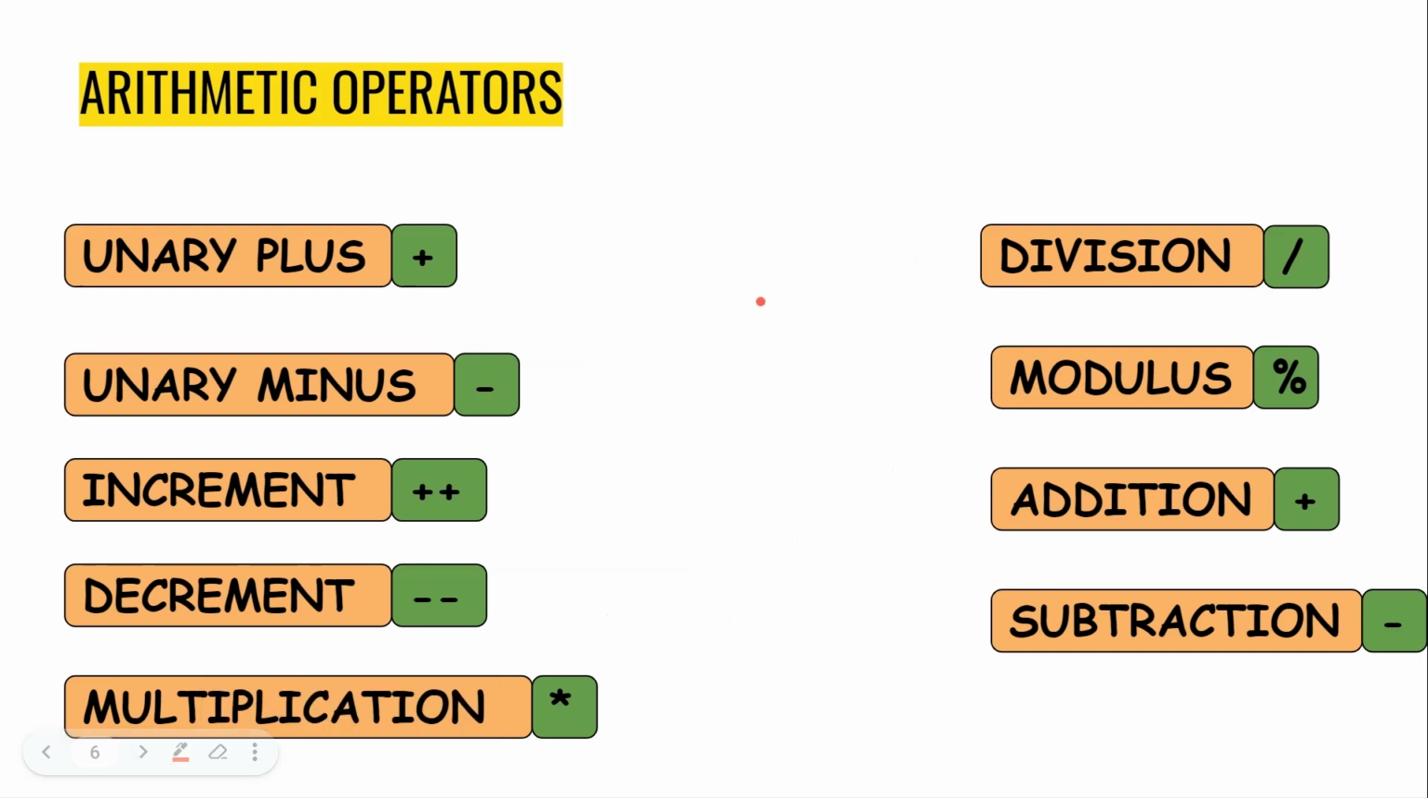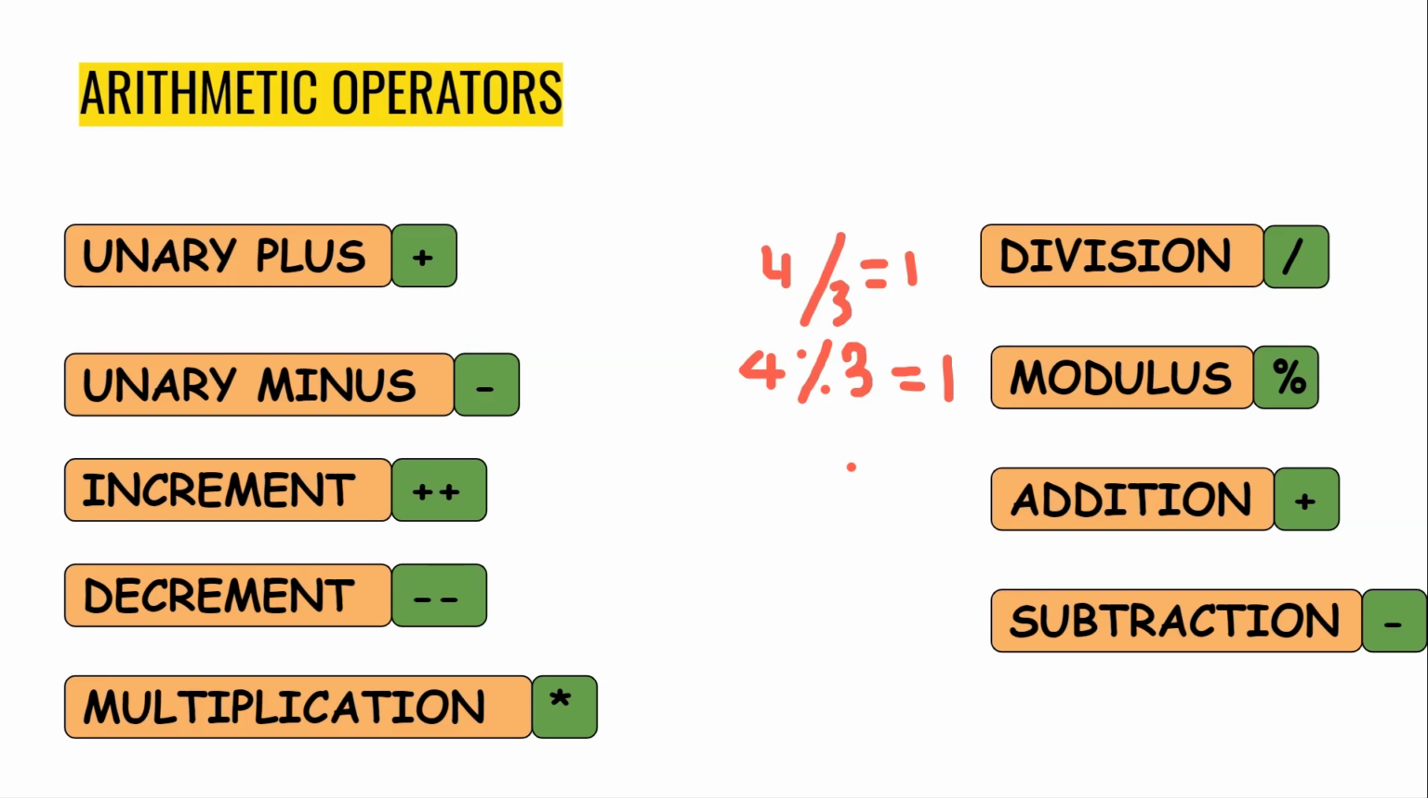Say for example, if I divide 4 by 3, the quotient will be 1. So it will not take the decimal value, it will take only the integer part, as both the operands are integers. Then we have the modulus operator. The modulus operator is used to find the remainder. So in any division operation, if you want the remainder, it can be found by using the modulus operator. Say for example, 4 mod 3, then again the remainder will be 1.